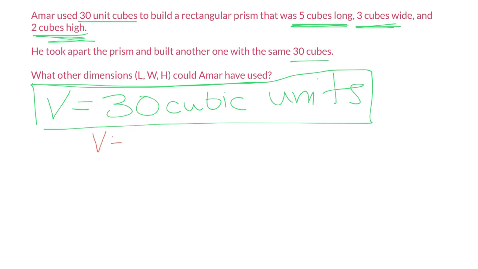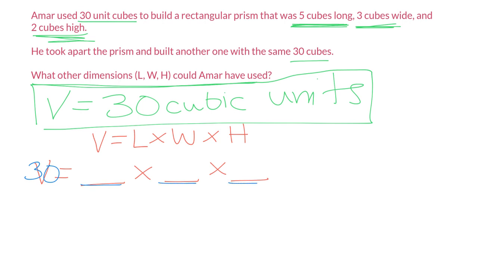We know that volume equals length times width times height. Okay, now I'm going to write a blank here. Volume equals blank times blank times blank. And we actually know, I'm going to write over the top of this, we actually know that our volume is 30. So what we're going to try and do is find a number and a number and a number that equal 30 when multiplied together.